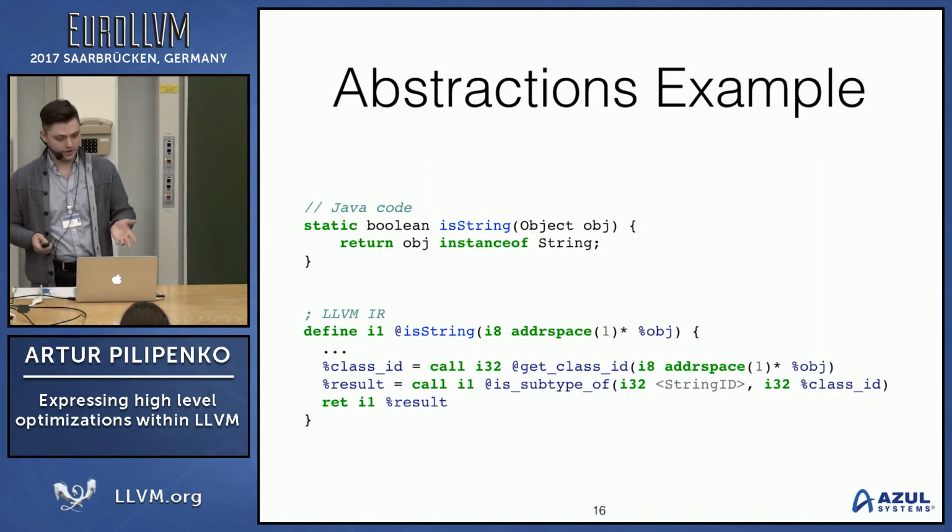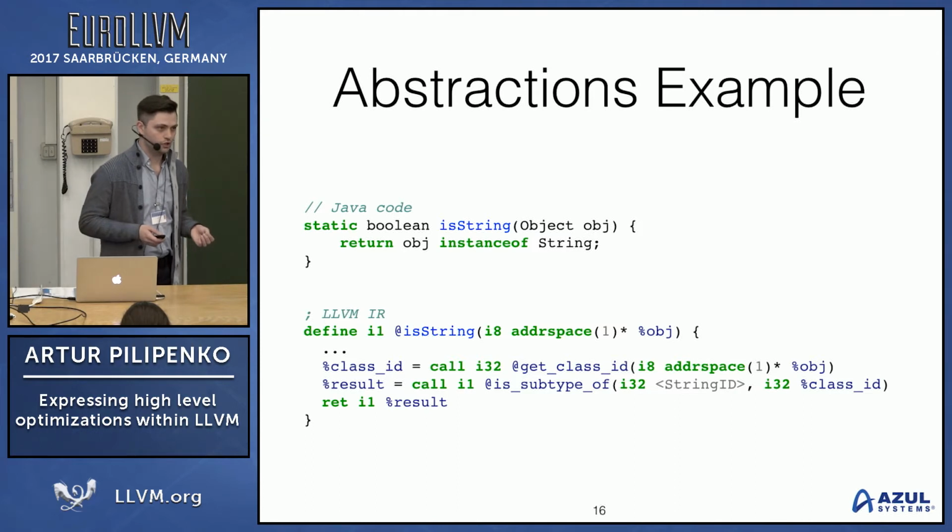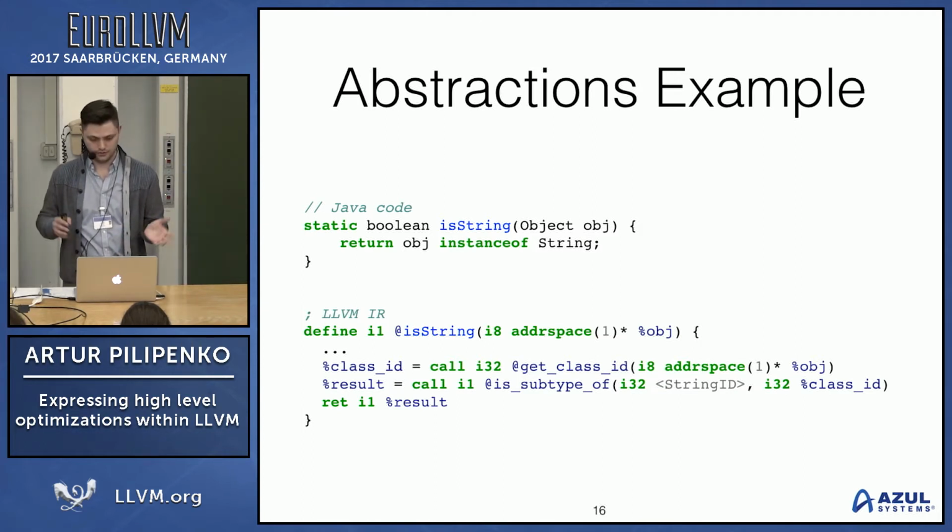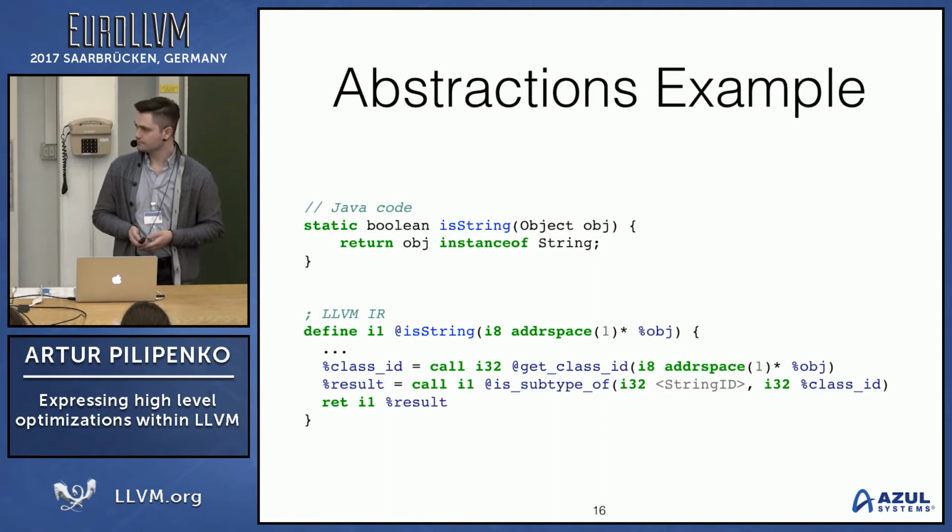In the Java language, there is an instanceof construction which allows you to check if an object implements a particular class. And this is roughly the code we lower this construction to. So we call get class ID and then do a subtype check on the result returned by the abstraction.